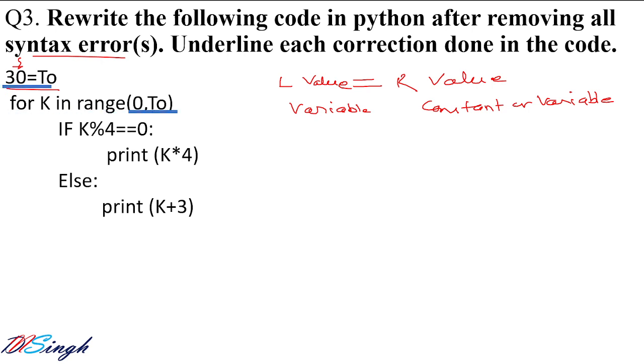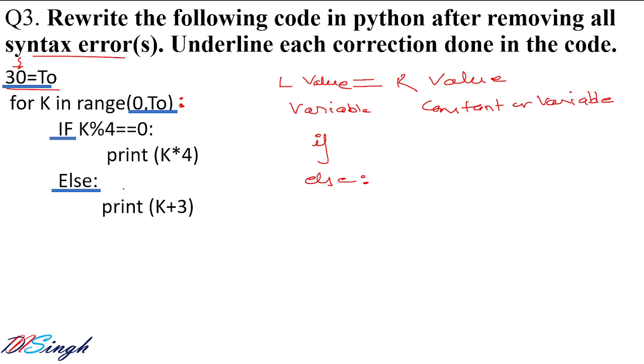Okay, next error is there. For is a block statement. So all block statements must terminate by the colon. Next we have here if is a keyword that should be in small case. So there is another error present. And next, else is also a keyword that must be in small case. So we have E capital here.